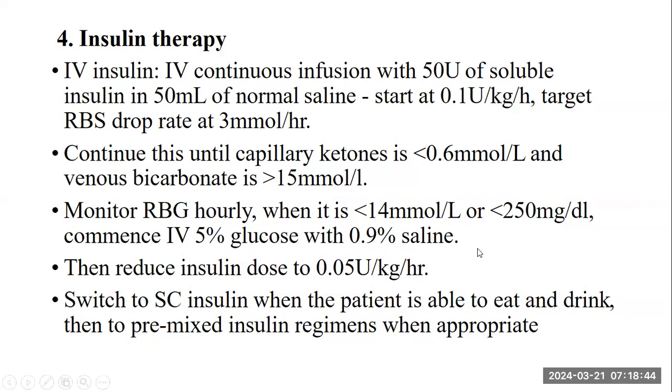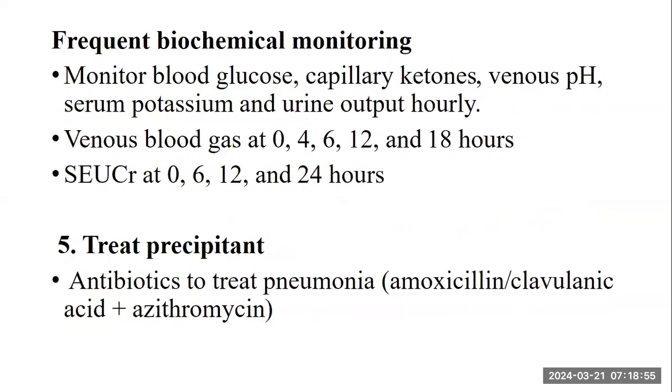Then reduce the insulin dose to 0.05 units per kg per hour. And you switch to subcutaneous insulin when the patient is able to eat and drink, and eventually to premix insulin regimens when appropriate. Next slide, please.